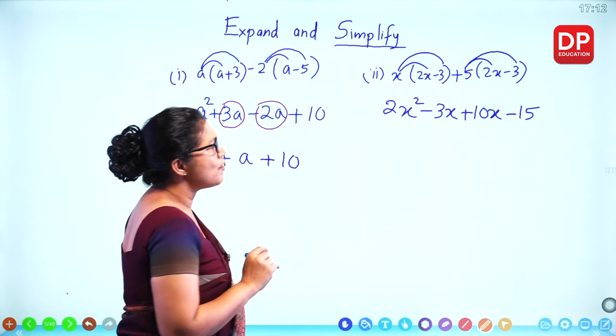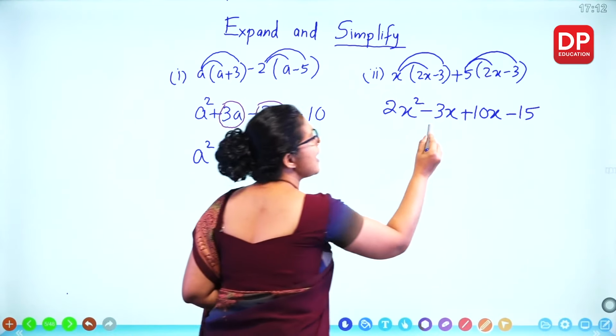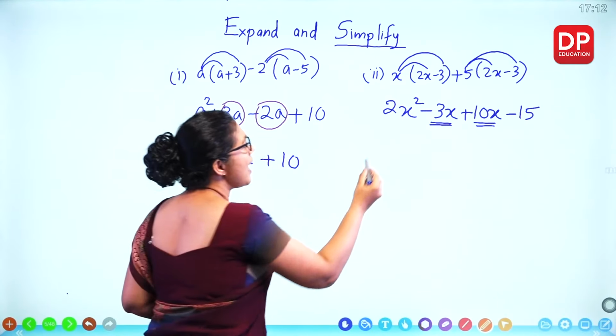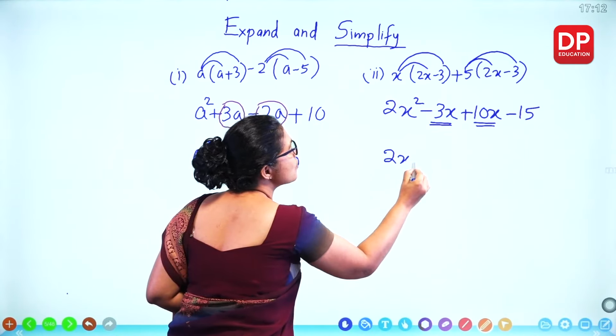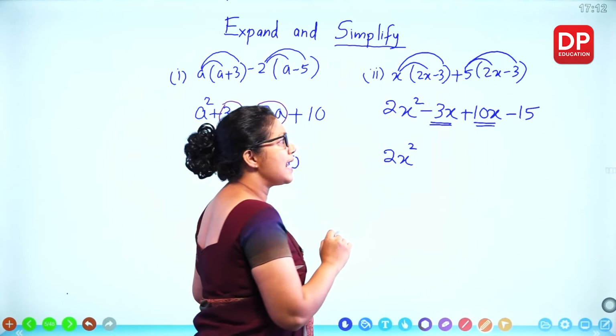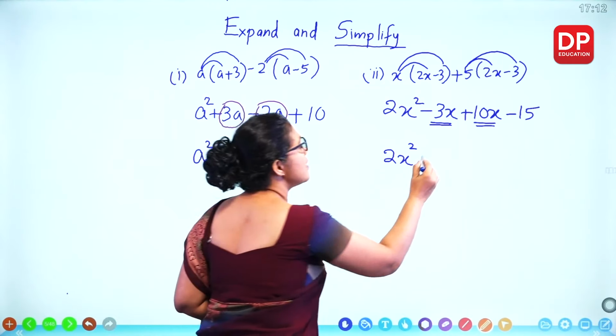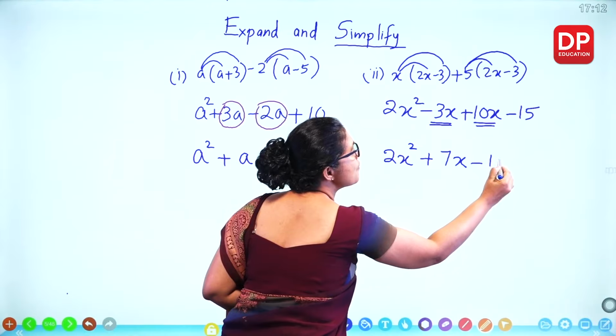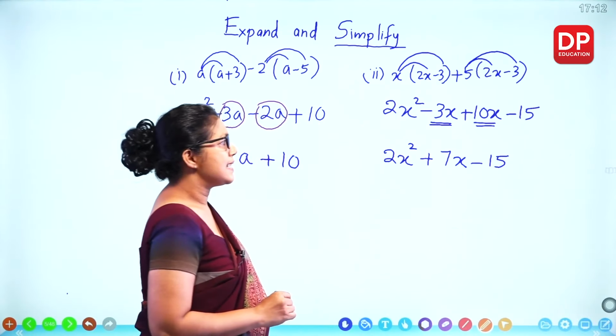Now look carefully and simplify. We can see this term and this term are like terms. So you can simplify further. So you can write 2x squared minus 3x plus 10x. 10 minus 3, simply 7x. And minus 15 you have to write as it is.